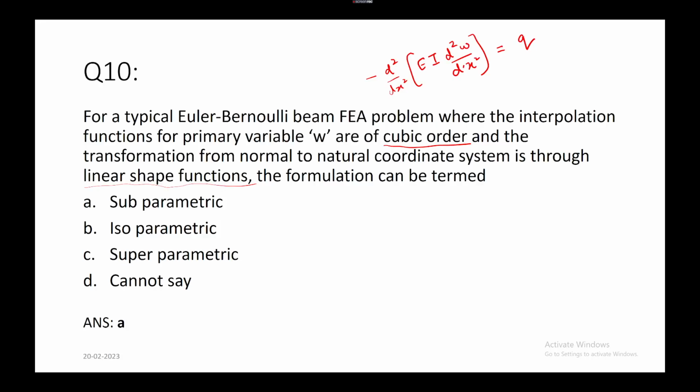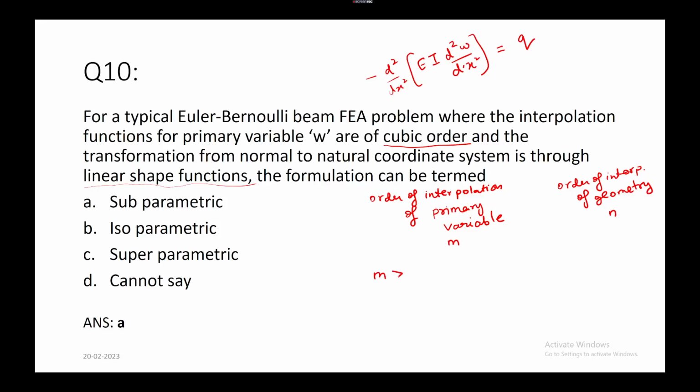Answer is option A. Option A, subparametric. So actually here we have to define the three types of formulations. You can see the subparametric, isoparametric, and superparametric. So let us say that you have an order of interpolation of primary variable at one side, then order of interpolation of geometry. So let us say this is some m, this is some n.